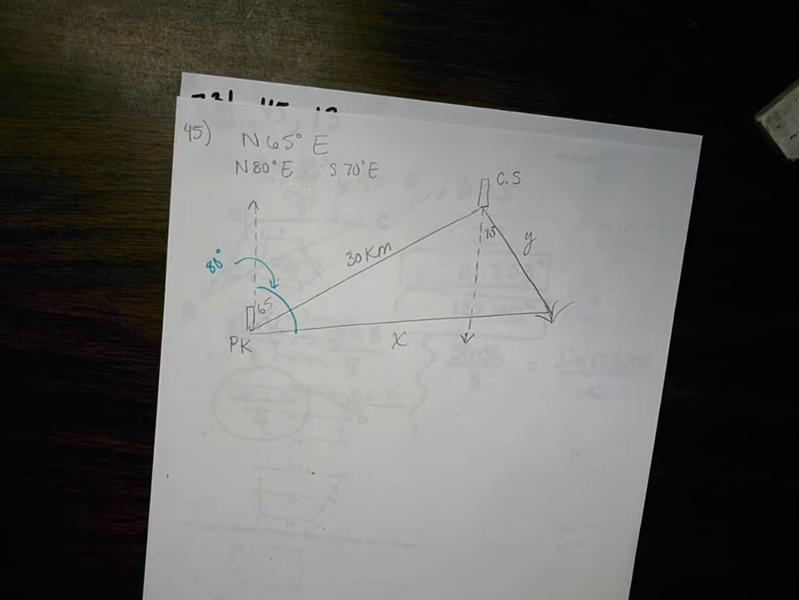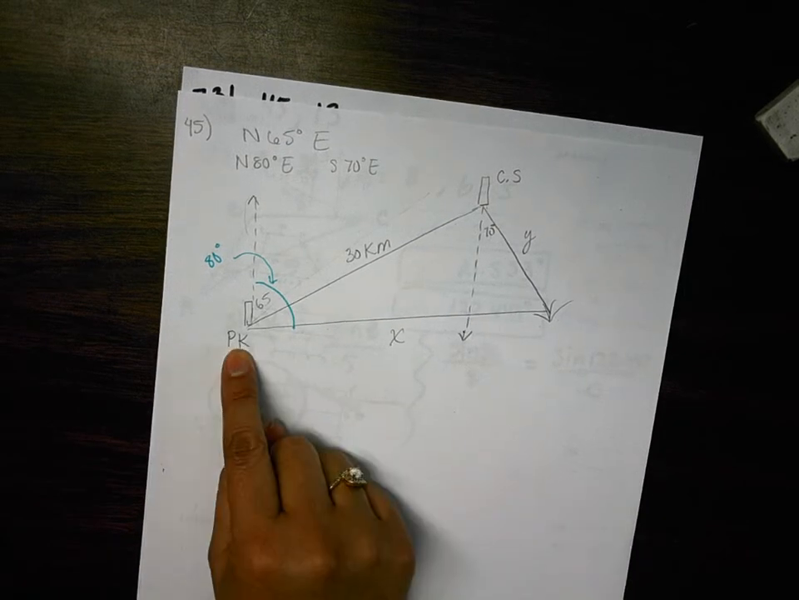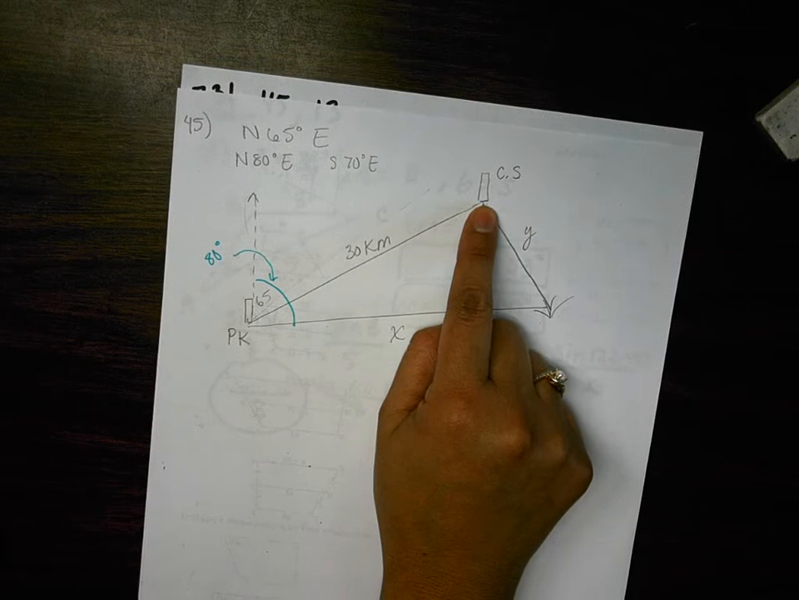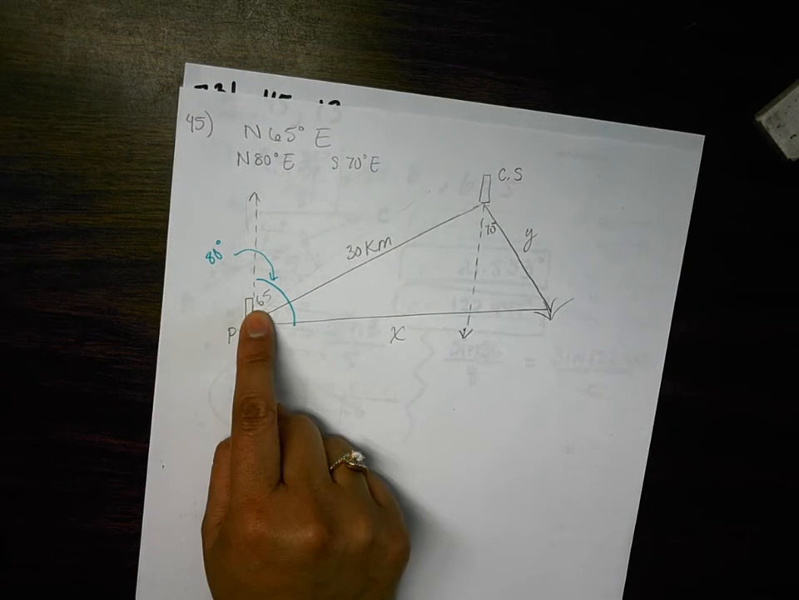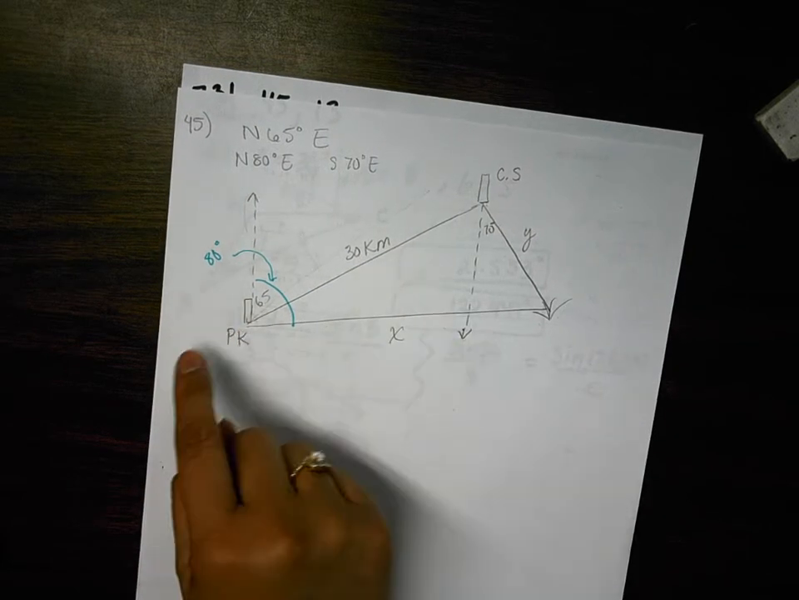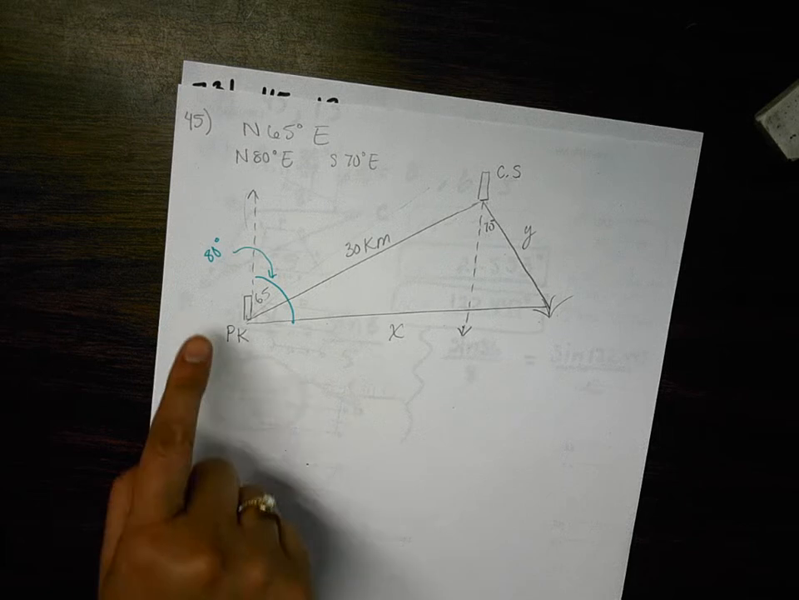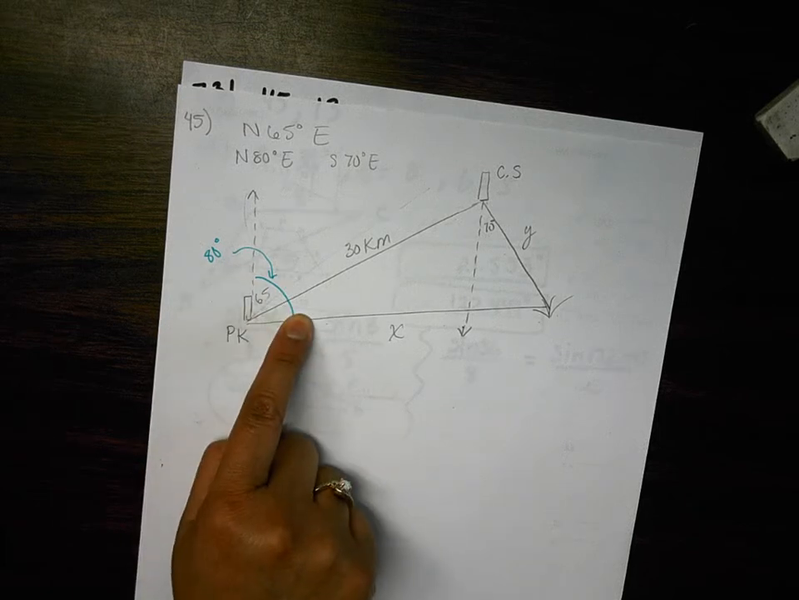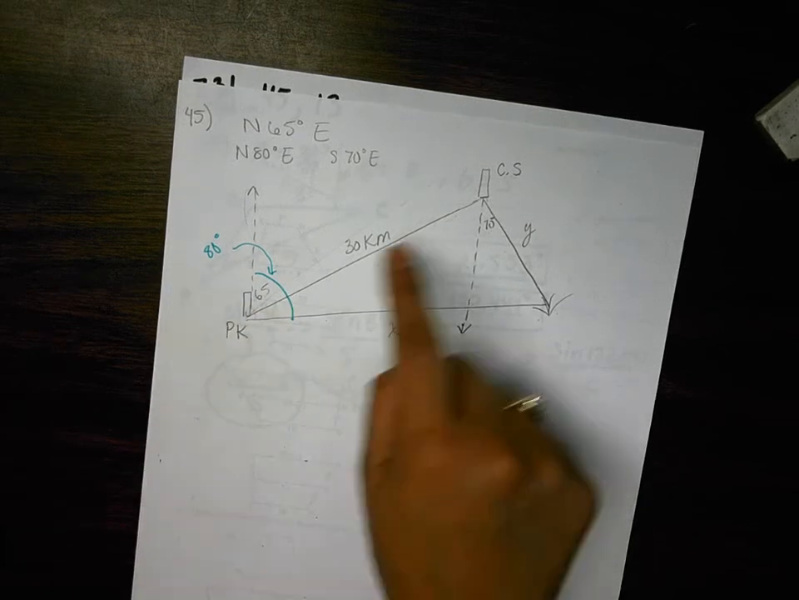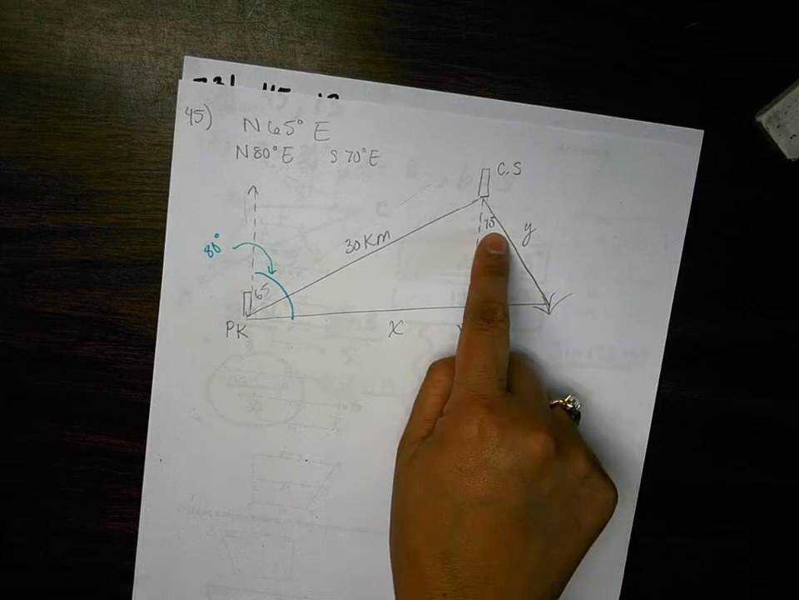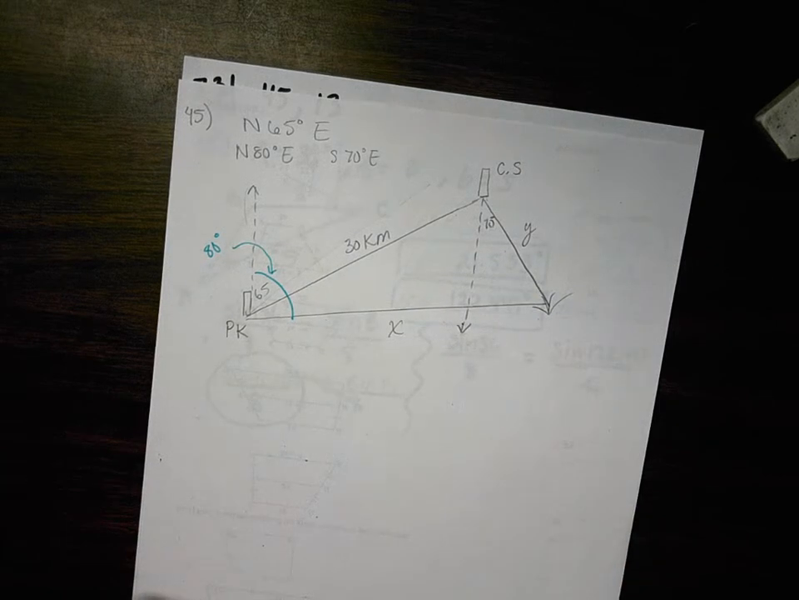Now, I'm going to read the problem. You take a look at the picture and see if it makes sense. The bearing from the Pine Knob Tower, Fire Tower, to the Colt Station Fire Tower is north 65 degrees east. The two towers are 30 kilometers apart. A fire spotted by rangers in each tower has a bearing of north 80 degrees from Pine Knob and south 70 degrees east from Colt Station. Does the picture make sense?